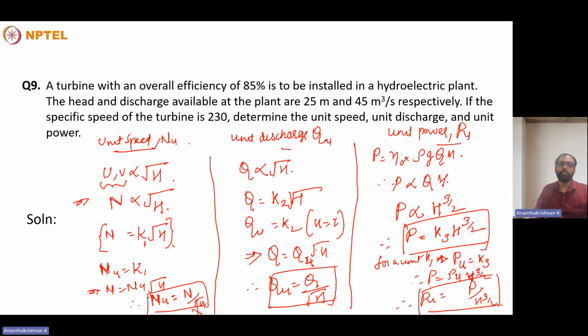So using this analogy, we have determined the formulas for the unit speed, the unit discharge, and the unit power. In this particular problem, we have the specific speed as well as the overall efficiency. We should determine the operating power and the operating speed. Using this operating speed, operating power, and the discharge given in this problem, we can calculate the actual values of unit speed, unit discharge, and unit power by substituting them in.